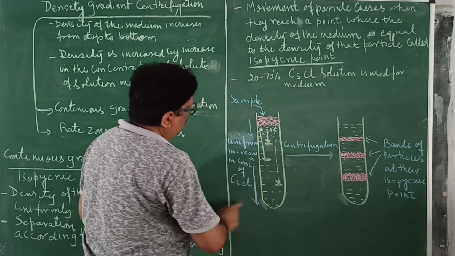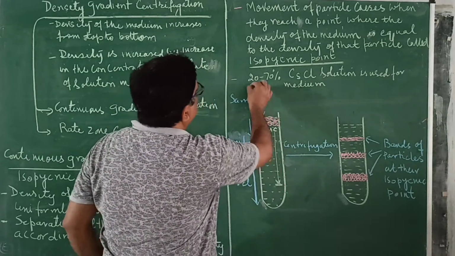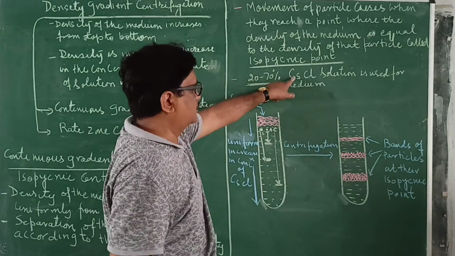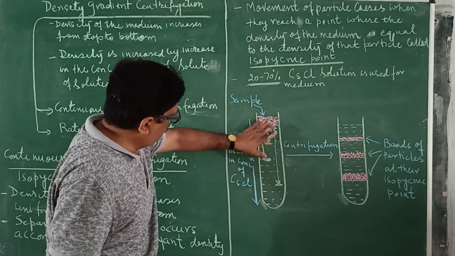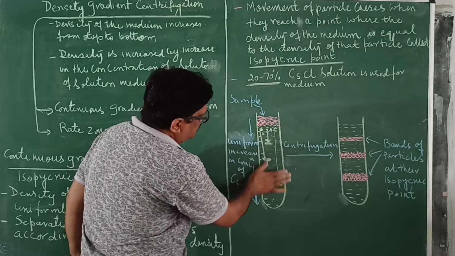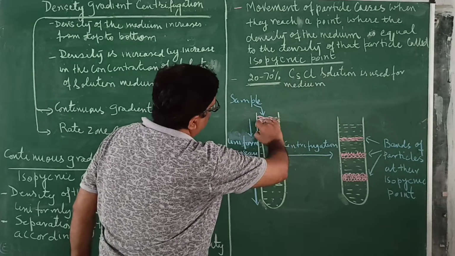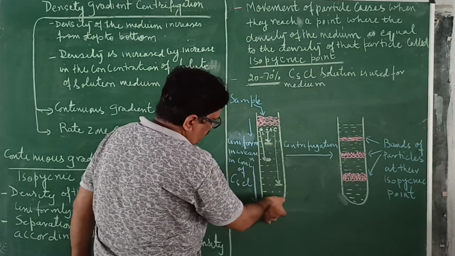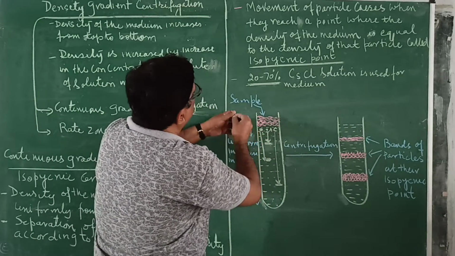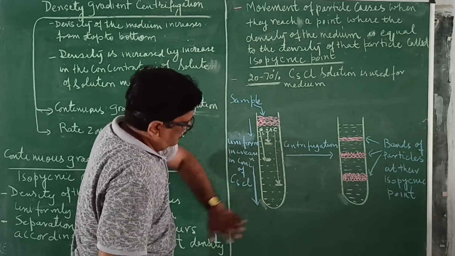increases continuously, by a continuous increase in concentration, and for that cesium chloride is generally used. A 20% to 70% cesium chloride solution is used. So this is the cesium chloride solution, over here with a uniform gradient. This means the concentration of cesium chloride is 20% at the top and 70% at the bottom, and in the middle 21 to 69% of the solution is present in a continuous manner.